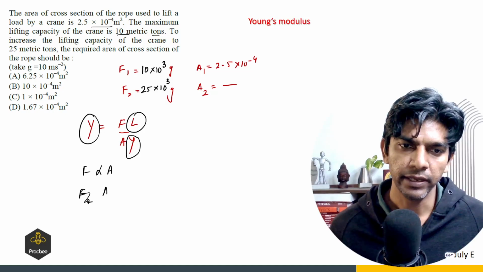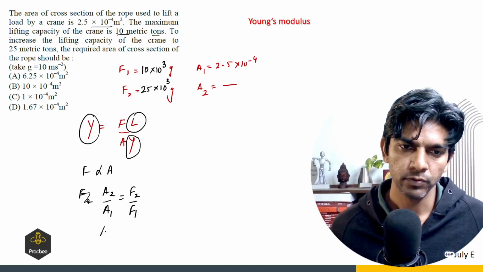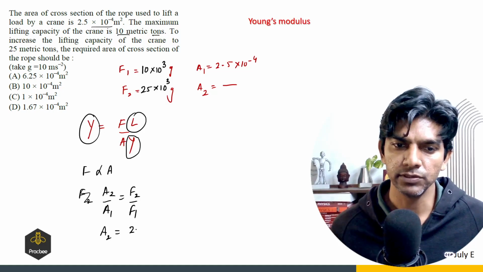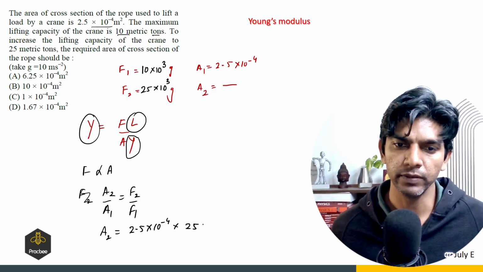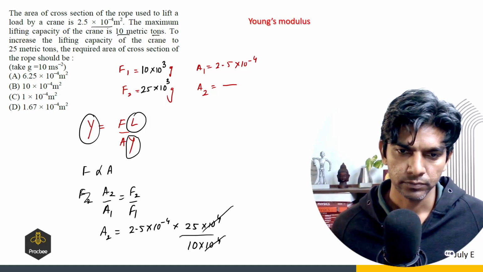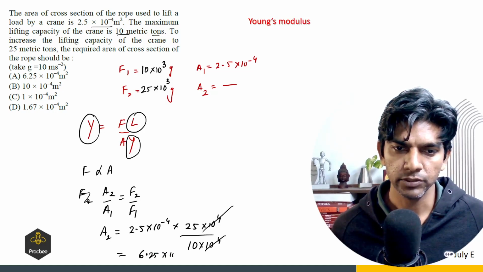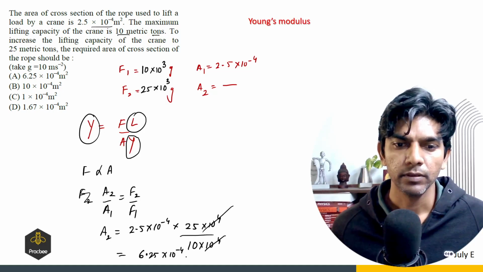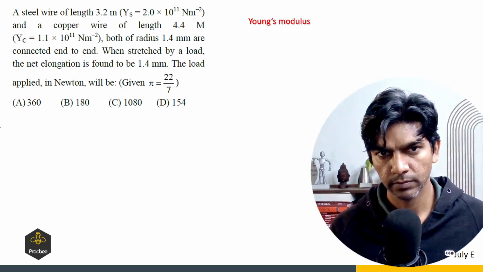So we can say A2 by A1 will be equal to F2 by F1. So A2 will be A1, which is given as 2.5 × 10^-4, times F2, which is 25 × 10^4, divided by 10 × 10^4. So it comes out to be 6.25 × 10^-4 square meter. So option A is the right answer.